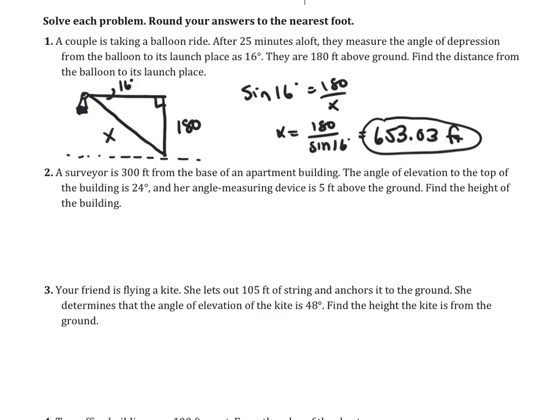In the next example, take a moment to read it, and then realize that the surveyor is 300 feet from the base of an apartment building. The angle of elevation looking up is 24 degrees, and her angle measuring device is 5 feet above the ground. We want to find the height of the building.